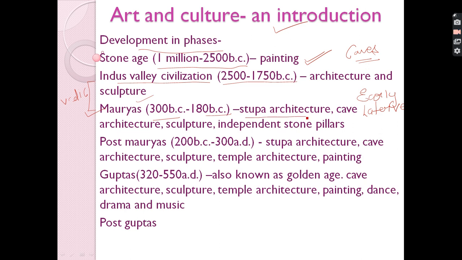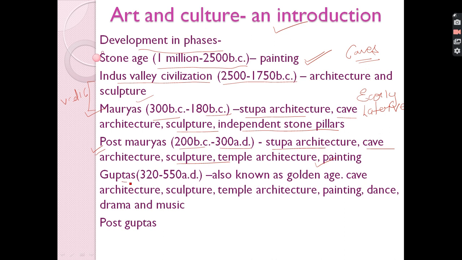Here we read about stupa architecture mainly, cave architecture, sculpture, and most important, independent stone pillars. The next is the post-Mauryan age, which is about 200 BC to 300 AD. Here we read again about stupa architecture, cave architecture, sculpture, temple. But apart from that, we also read about paintings.